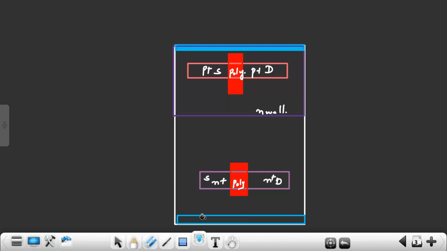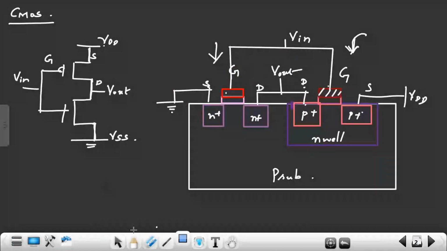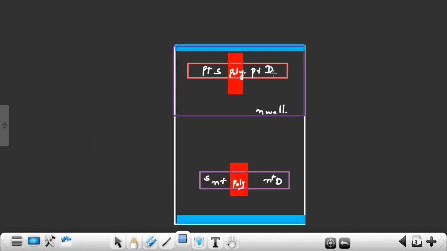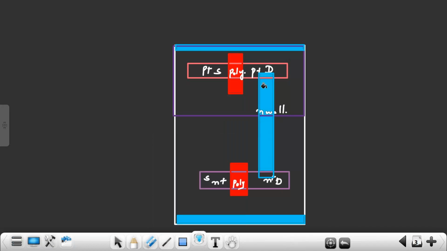VDD, VSS we have. So we have to short drain and drain here. You see here, drain and drain is shorted. Drain of your PMOS and drain of your NMOS, both are shorted. So you short a drain and drain by using metal layer. This blue color is metal layer. So drain and drain is shorted.